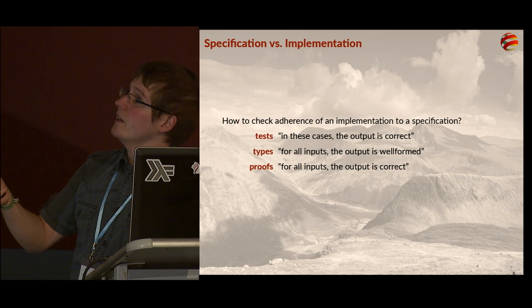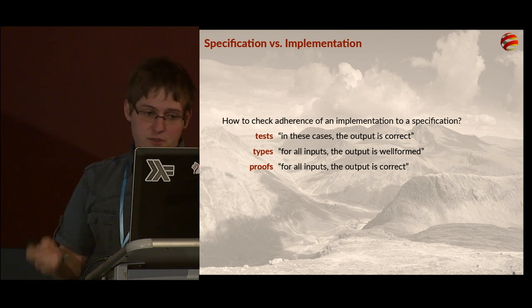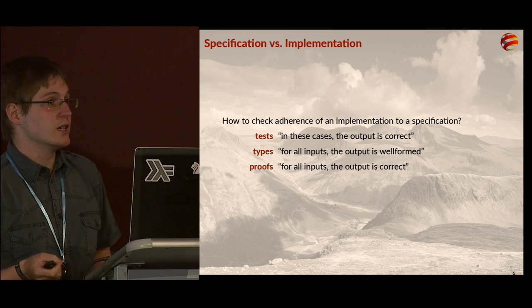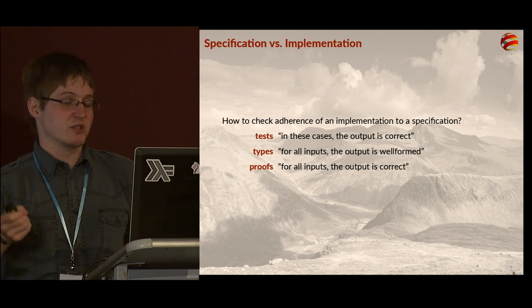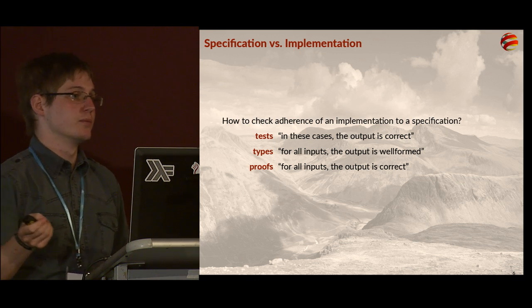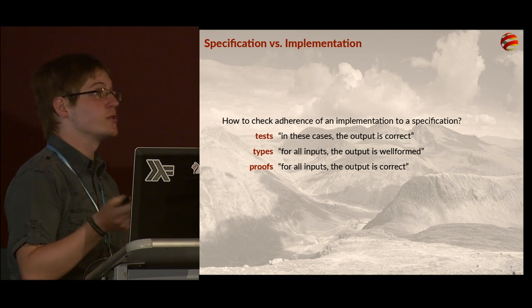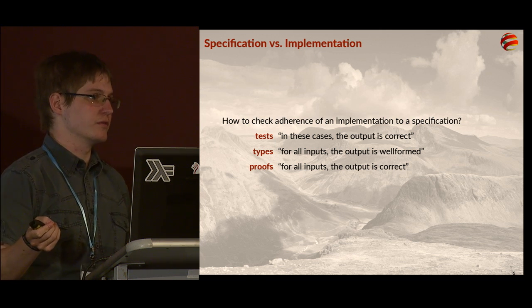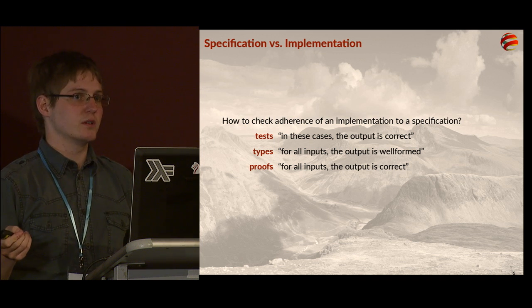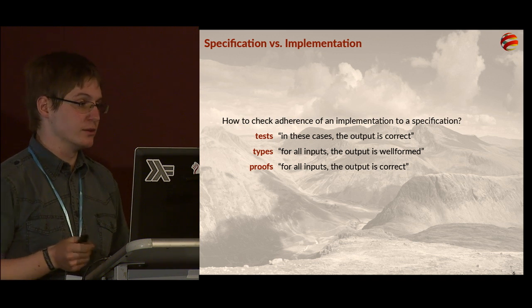The next level is types. So types essentially tell you that for all inputs, the output is well formed. So if you have a function which sorts a list, or which claims to sort a list, which is maybe called sort, and it takes a list of A and returns a list of A, you know for sure that there's not going to be an option out of that function, or that it won't accept, I don't know, a string or something like that.